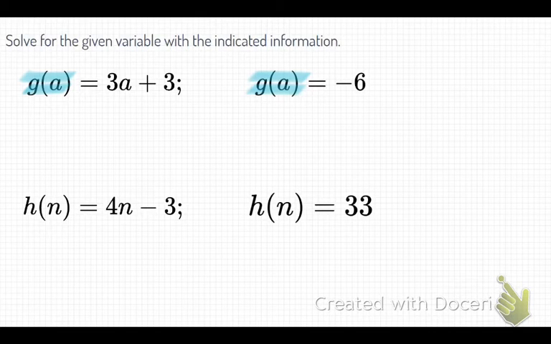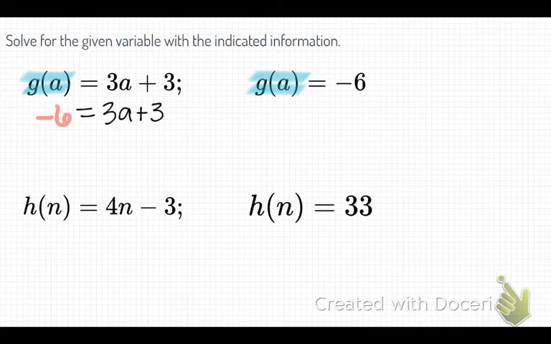Yeah, please listen, because this is the one that I noticed you guys struggle with the most. You can set them equal to each other. See how I have an equal sign? I have g of a equals negative 6, and g of a also equals 3a plus 3. So I'm going to set negative 6 equal to 3a plus 3. And now I want to solve for a.